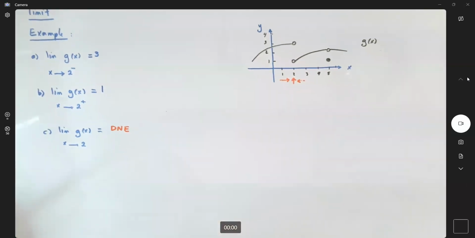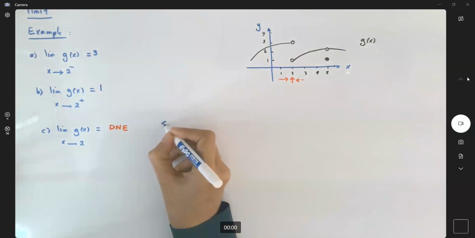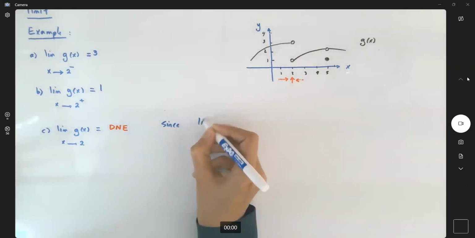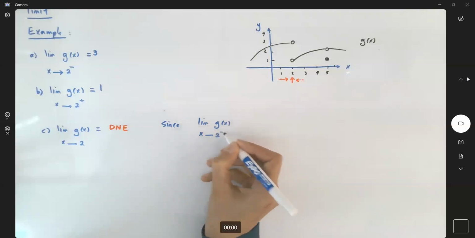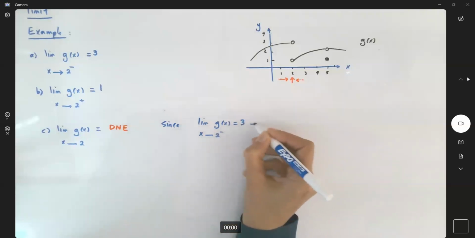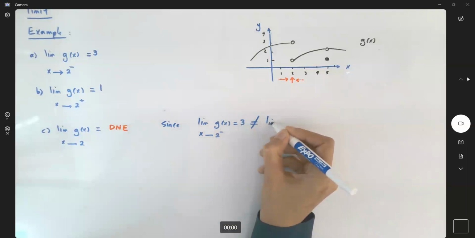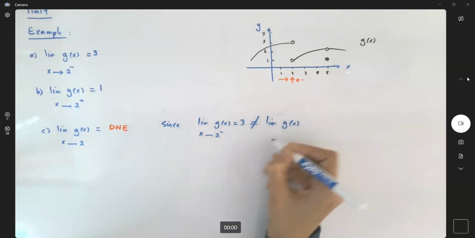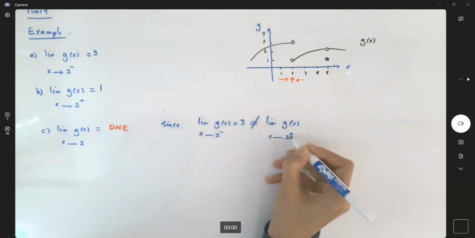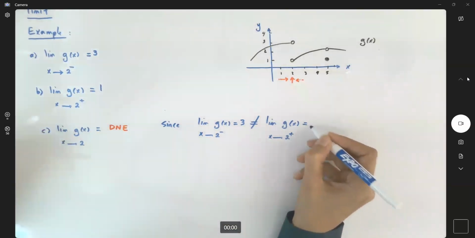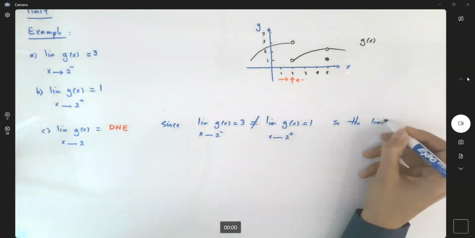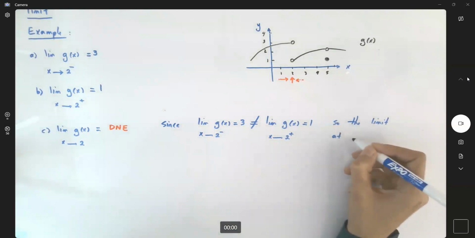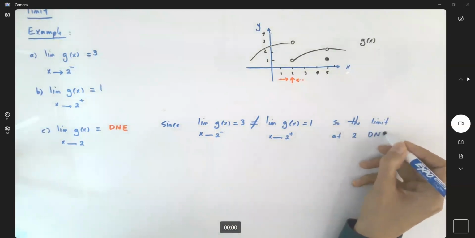So the reasoning is, since the limit of the function as x approaches 2 from the left is 3, and it is different from the limit of the function as x approaches 2 from the right, which is 1, the limit at 2 does not exist.